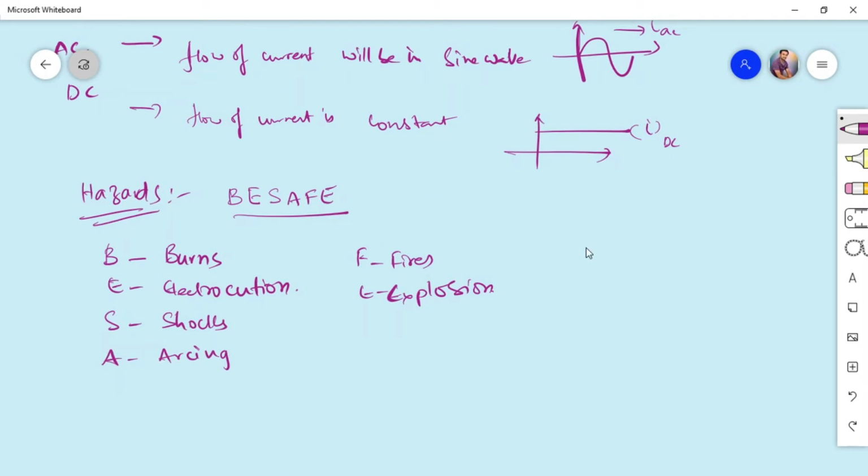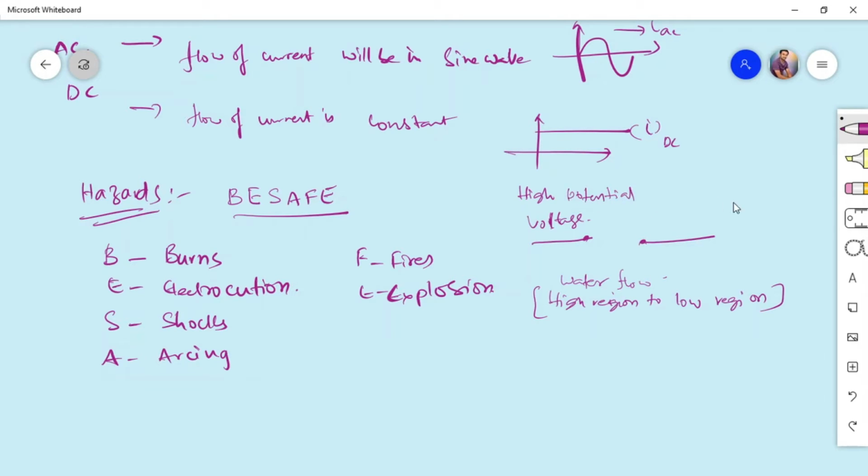Electricity, see, the voltage is like water. Water will always flow from a high region to a low region, correct? Will it flow in a reverse way? No. Water will flow from high region to low region. Similarly, in electricity, voltage will flow from high potential to low potential.